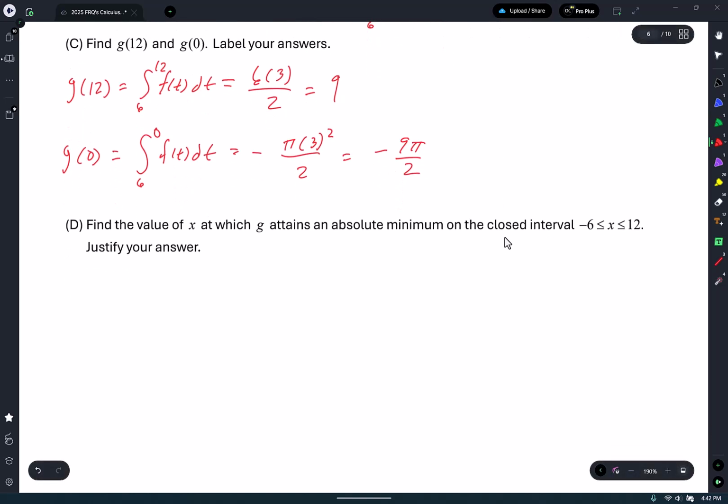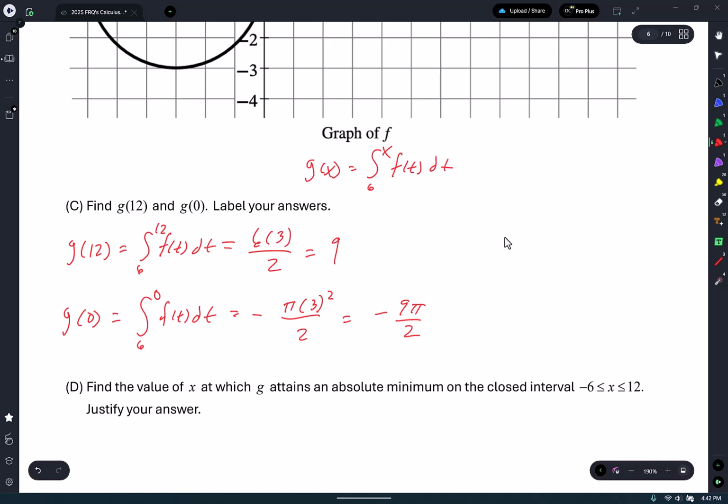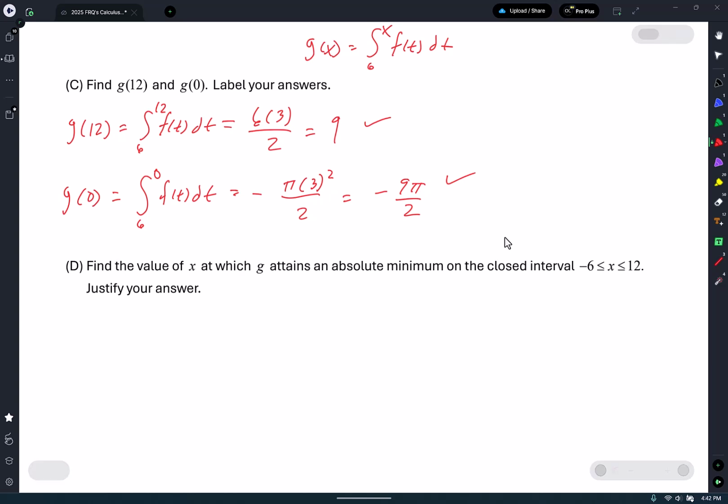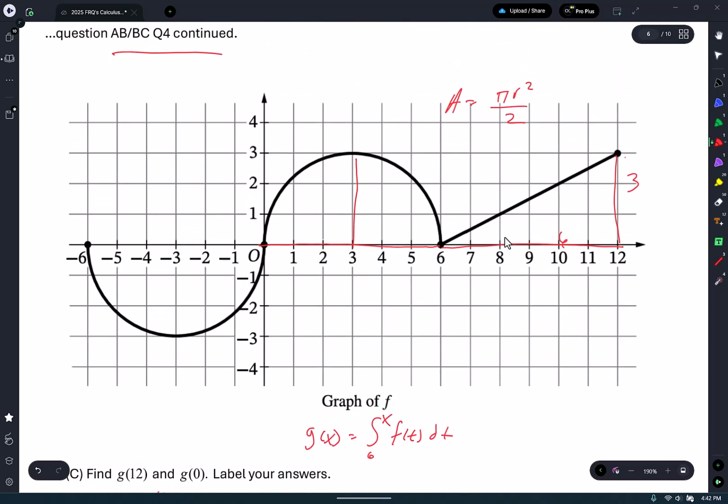All right, let's see. What do we got next? Oh, is that it? Yeah, label your answers. There it is: G of 12, G of 0. Find the value of x at which g attains an absolute minimum on the closed interval negative 6 to 12. Justify your answer. Is this just like the other one? G prime equals f. I guess we could do a table, but let me see. This is my derivative: negative, positive, and it's always positive after that.